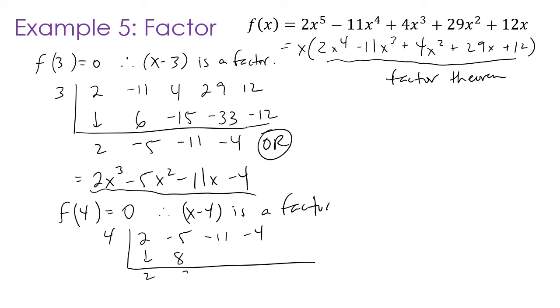Multiply, add, multiply, add, multiply, add, 0. We know it works. So I'm just going to continue over here. So that gives us 2x squared plus 3x plus 1. Whew, we're almost there.